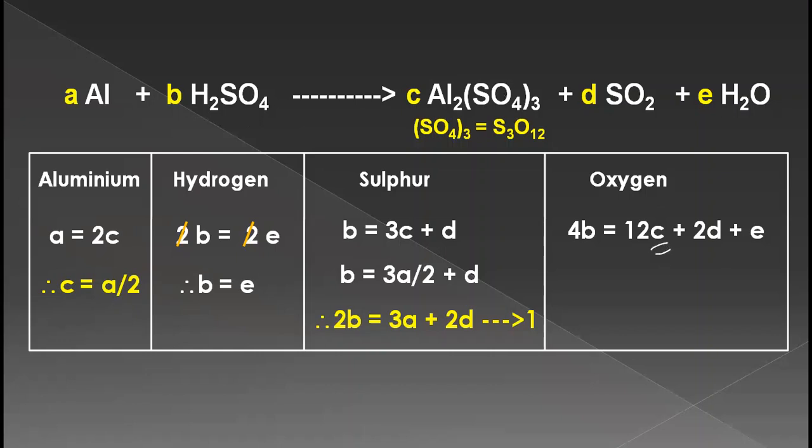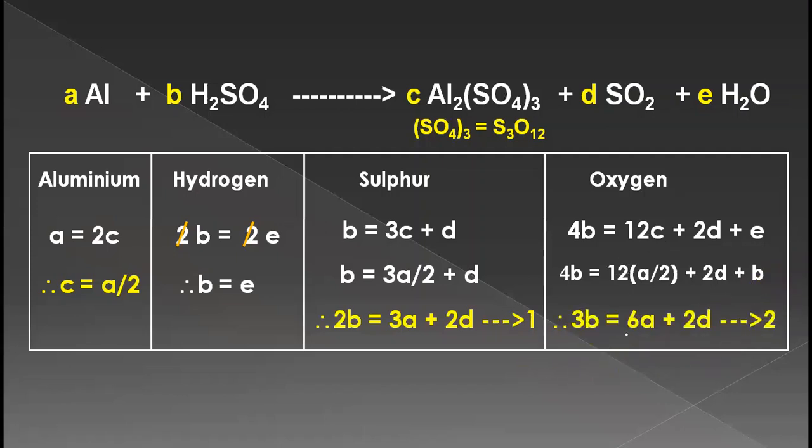Now let me write C in terms of A. Let me substitute A by 2 for C here. So 12 into A by 2. So I have 4B is equal to 12 into A by 2 plus 2D plus B. So I can cancel 2 and 12. So I get 6A, isn't it? So I end up with 4B equals 6A plus 2D plus B. Let me take B to the left hand side. So I have 3B is equal to 6A plus 2D.